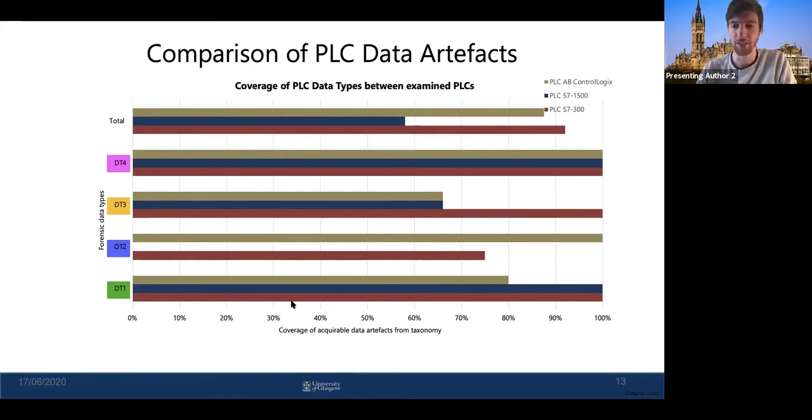And a lot of this is down to the technical documentation available. The S7-300 PLC was the one that was targeted in the Stuxnet attack, which I'm sure a lot of you are familiar with. And so there's a lot of technical documentation about it because there's been a lot of research on it. Whereas the 1500, because it's a more recent device, Siemens have kept their cards close to their chest, so we don't know as much about the inherent memory structures of this PLC. So it makes it difficult for us to acquire artifacts from all PLCs in the same way.